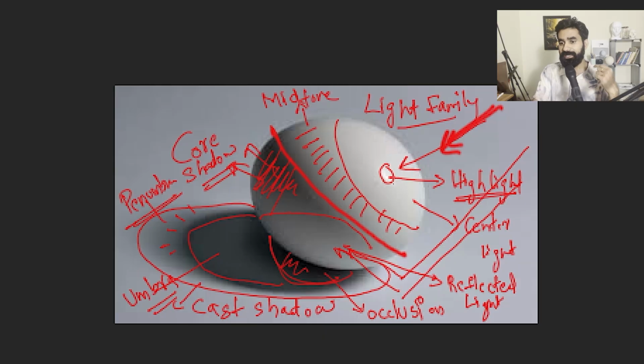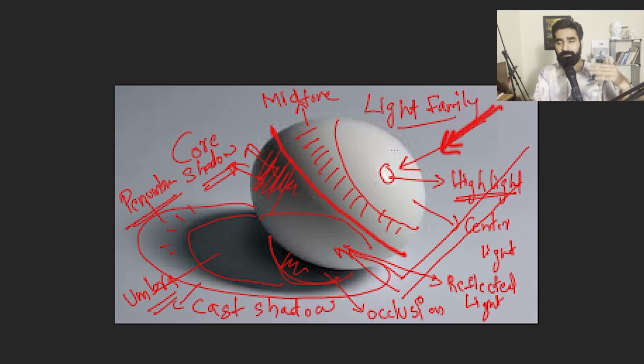If you identify these elements, it's very easy. Once you identify them, you can assign some value. What's the meaning of that? You only have to compare within these terms. For example, if I'm taking the highlight as the lightest value, make sure you give the lightest value to the highlight.